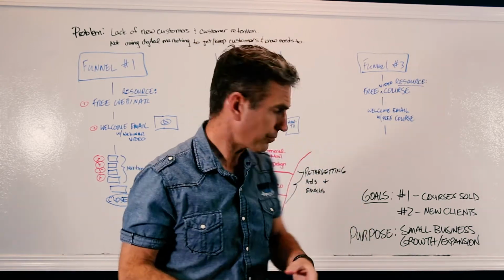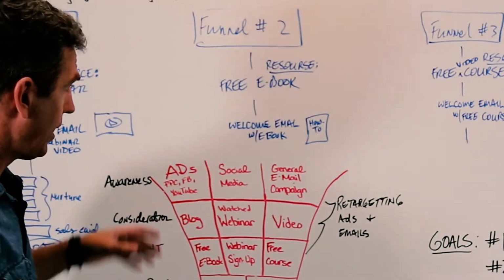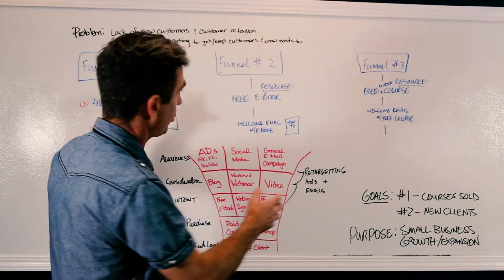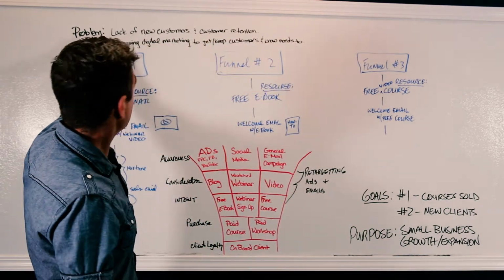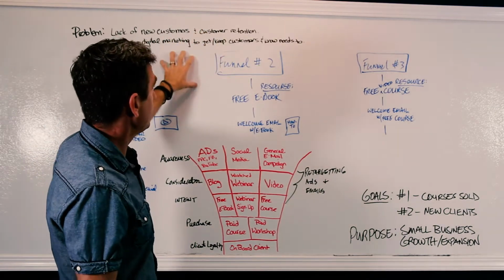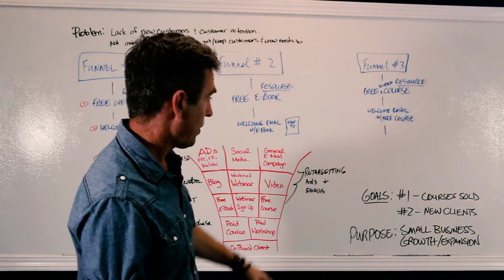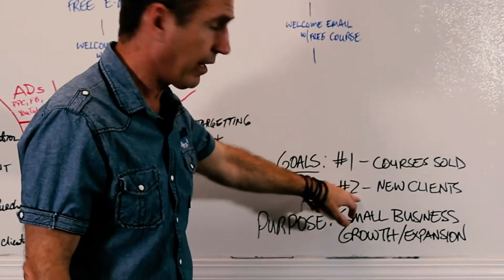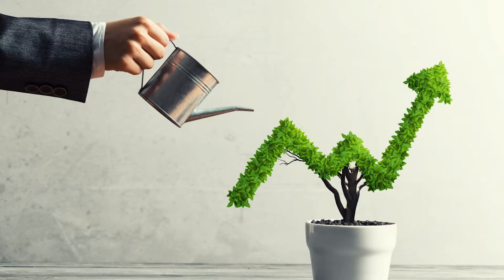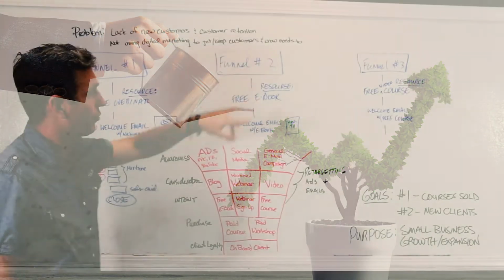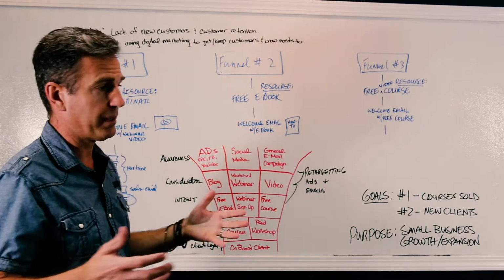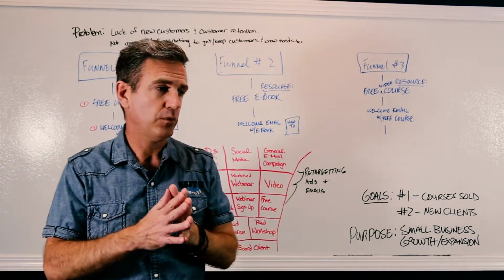All right, so let's look at this. I'm actually working on a funnel right here on the board, and this product is solving a problem, a lack of customers and customer retention, and we're going to use digital marketing to achieve that. So the goal is courses sold and new clients, and the whole purpose is small business growth and expansion. There are going to be 3 funnels, funnel 1, 2, and 3, and with each one we're going to give something for free, and your business could have whatever it might be.